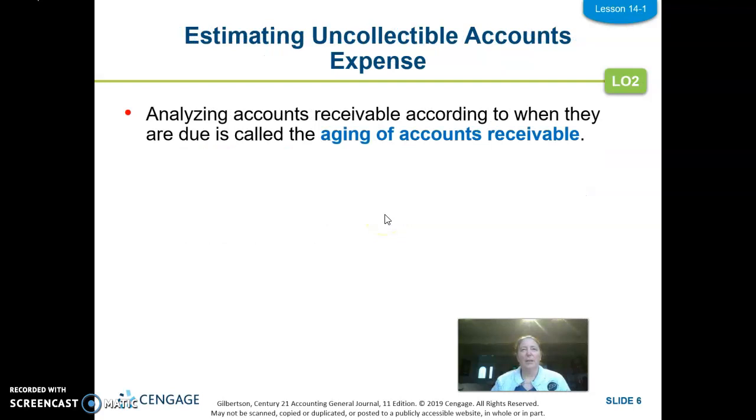So let's talk a little bit about it. Again, when we analyze accounts receivable according to when they're due, it's called aging it. So if it's due at the end of the month, how many days past that due date is it past due?